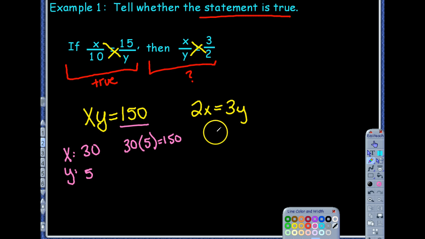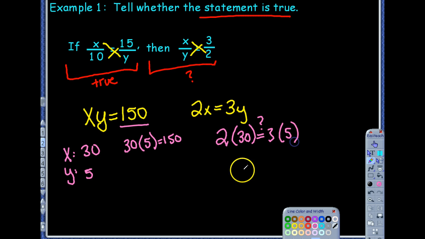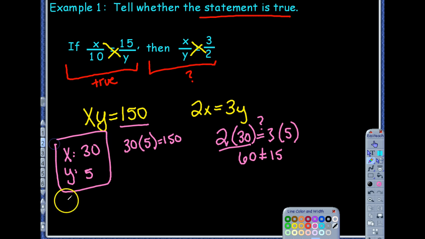Okay, so I got to put it in there, and if I do the 2 times the x, which is 30, I'm going to see, does it equal the 3 times the 5? So that's, what, 60? And that's 15, obviously not the same. So that showed why it didn't work. So your counterexample would be when x equals 30 and y equals 5.